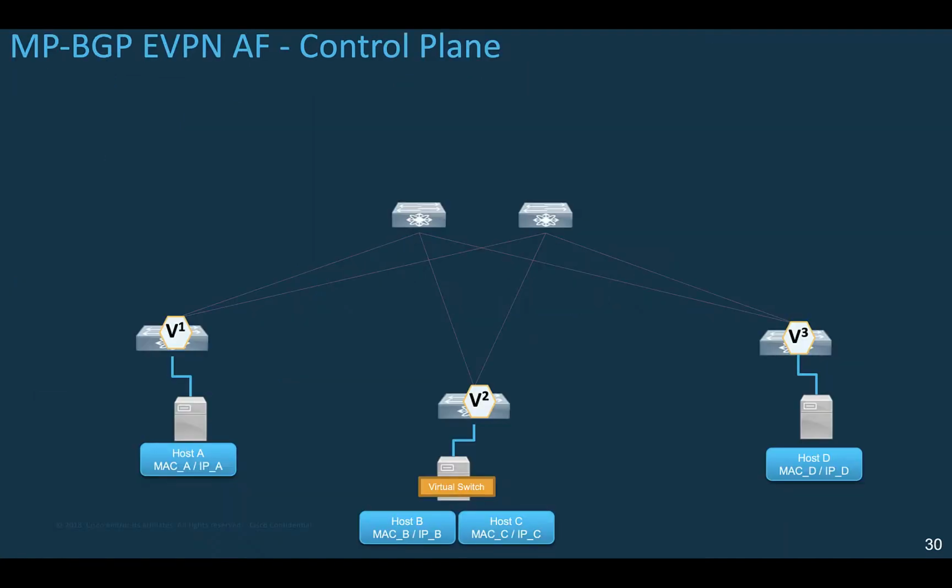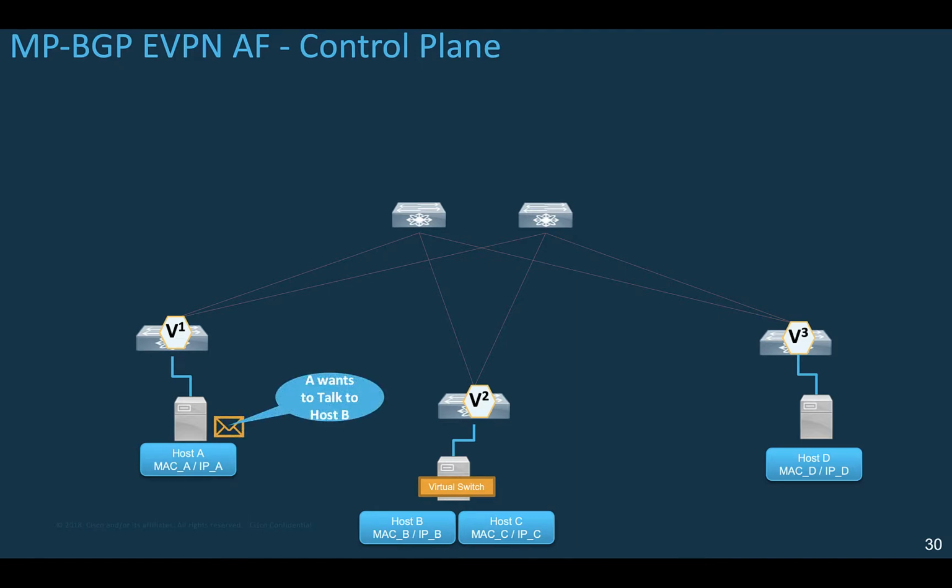The BGP address family EVPN is responsible for the control plane. The control plane is responsible for learning the reachability information, the MAC and IP addresses of each endpoint, and distributing this information across all leaf nodes of interest.